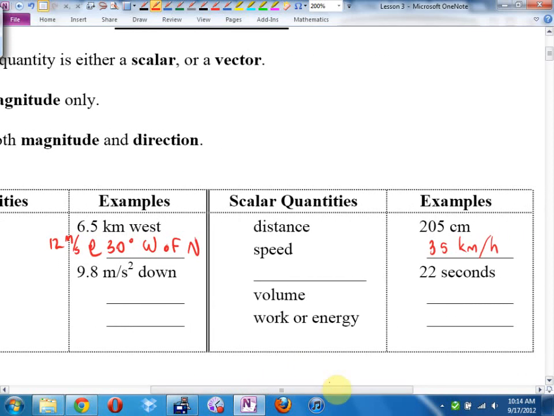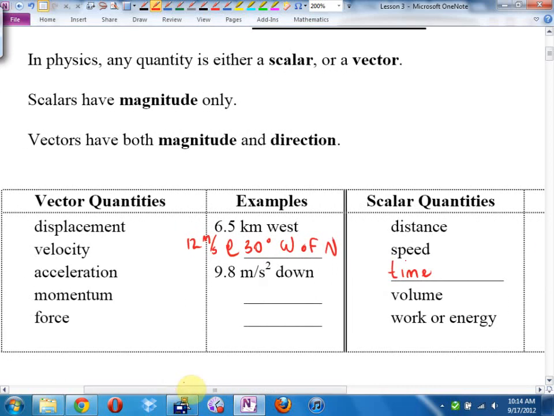22 seconds is a scalar. What measurement is that? Time. Time is a scalar. Well, I saw this movie once where they went back in time and it was... No, time is a scalar. Momentum.